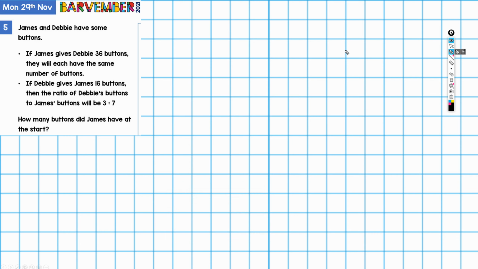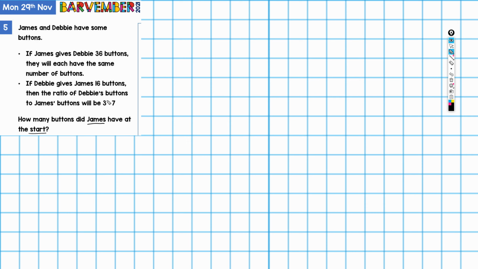Okay, let's have a look at this question then. James and Debbie have some buttons. If James gives Debbie 36 buttons, they will each have the same number of buttons. If Debbie gives James 16 buttons, then the ratio of Debbie's buttons to James's buttons will be 3:7. And the question we're asked is, how many buttons did James have at the start?